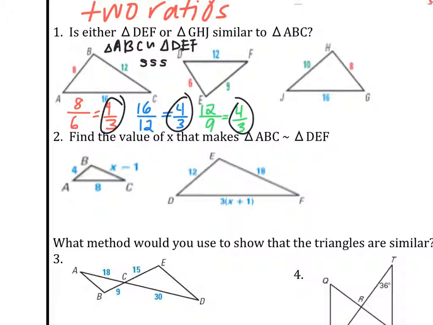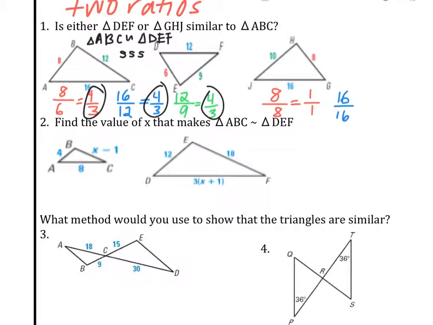We're also going to see if ABC is similar to GHJ. So again, let's go back to side length of 8. 8 corresponds to, is that an 8? Yeah. 8 corresponds to 8, which would simplify to 1/1. Okay. Let's go with the blue sides. 16 would correspond to 16. So again, 1/1. So good so far. Check the last ones.